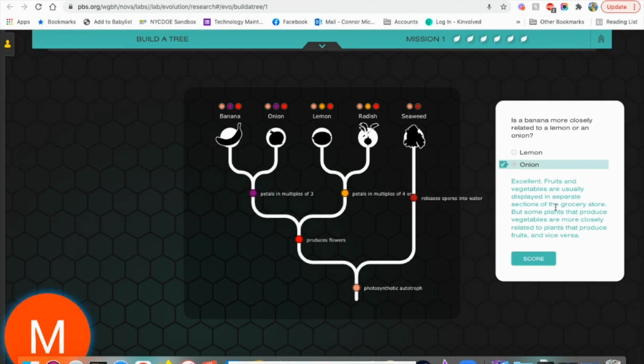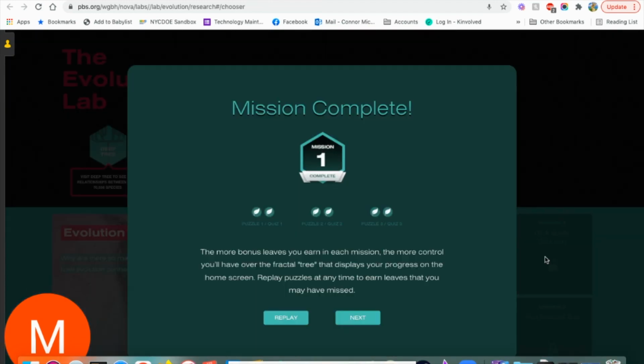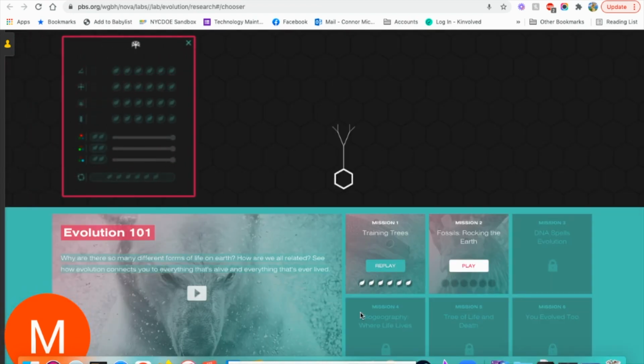It says fruits and vegetables are usually displayed in separate sections of the grocery store, but some plants that produce vegetables are more closely related to plants that produce fruits. So that's where I kind of was surprised myself. So again, that search tool is really helpful, especially as these trees start to get harder. And mission 1 is complete, so I can go on to the next level.